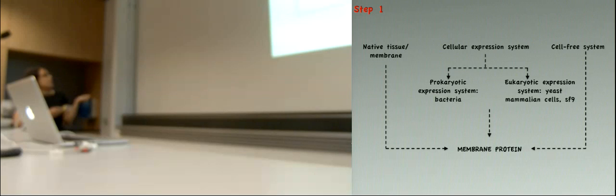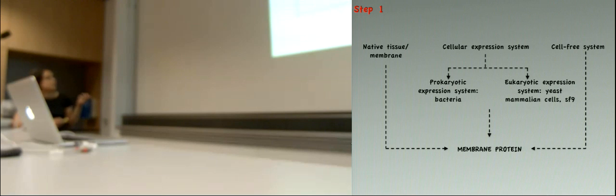If you cannot get your particular protein of interest from native tissues or membranes, you have to go with either cellular expression systems or cell-free systems. In cellular expression systems, they are normally divided into 2 groups, prokaryotic expression system and eukaryotic expression system. So again, you have to select which system you are going to use.